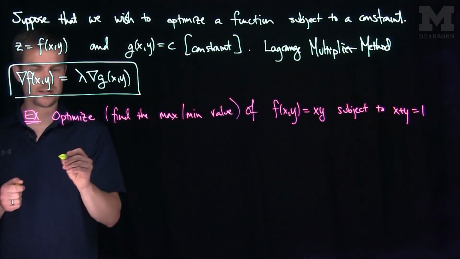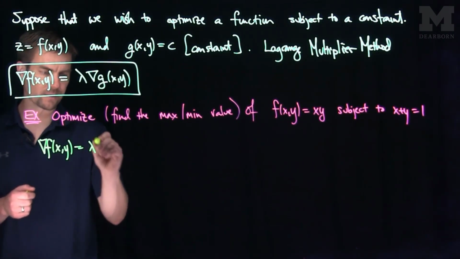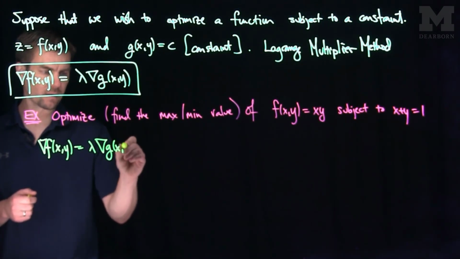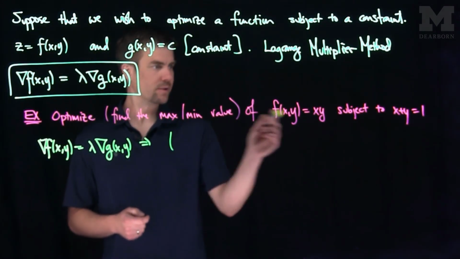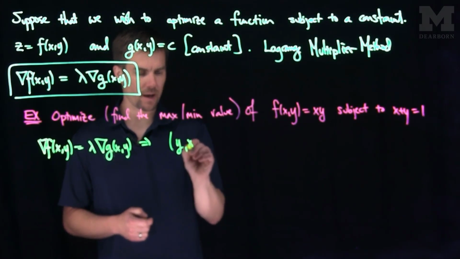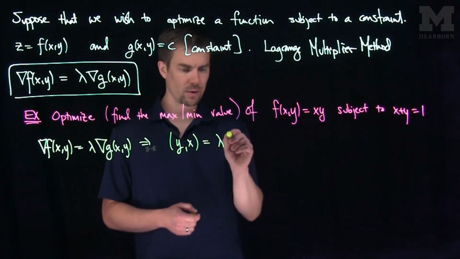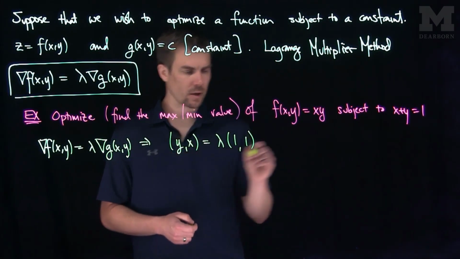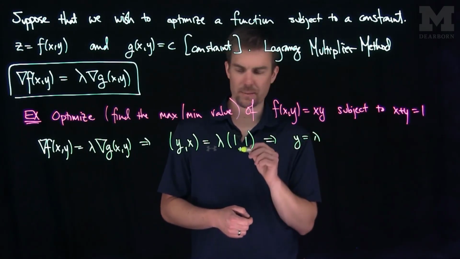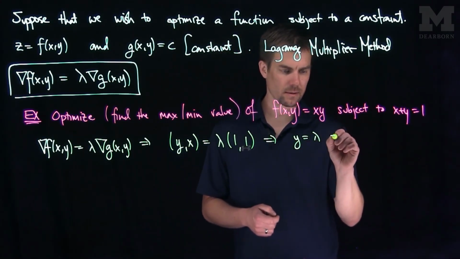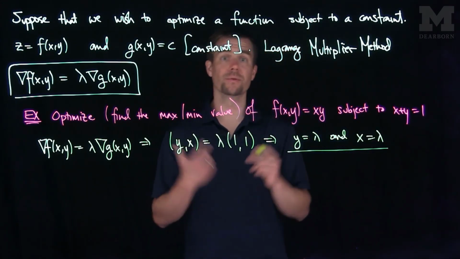So we're going to compute the gradient of f. The gradient of f is proportional, lambda, to the gradient of g. And what does this say? This says the gradient of f is going to be y comma x, and that is lambda times the gradient of g, which is going to be 1 and then 1. So this tells me that y is equal to lambda and x is equal to lambda. So both y and x are equal to lambda.